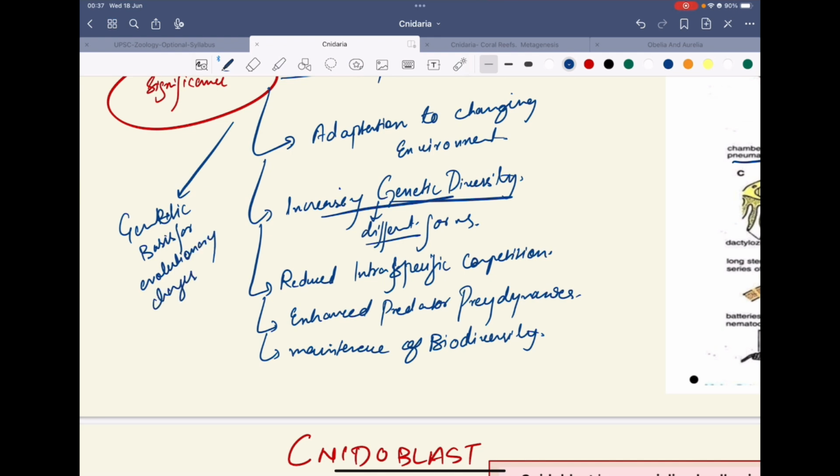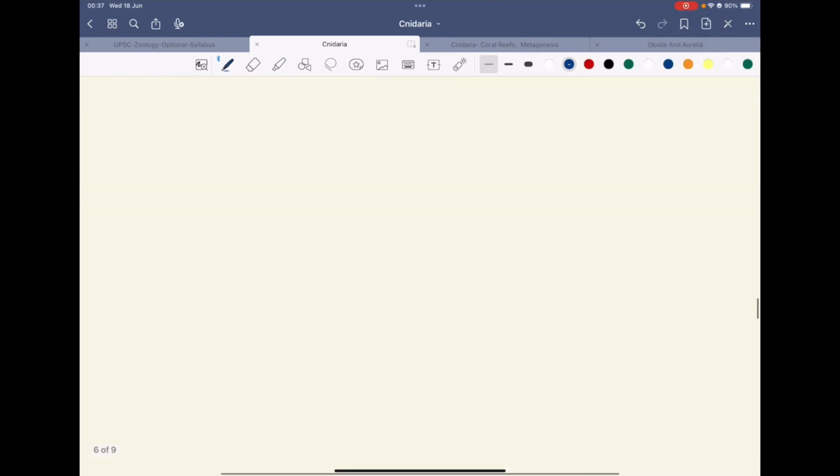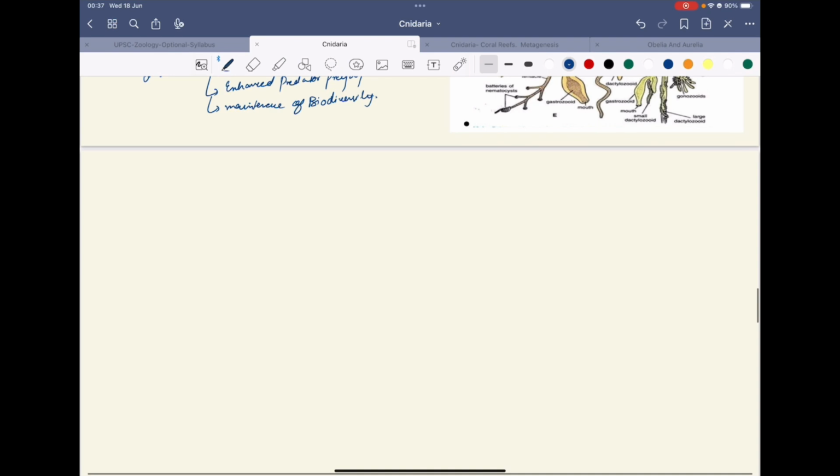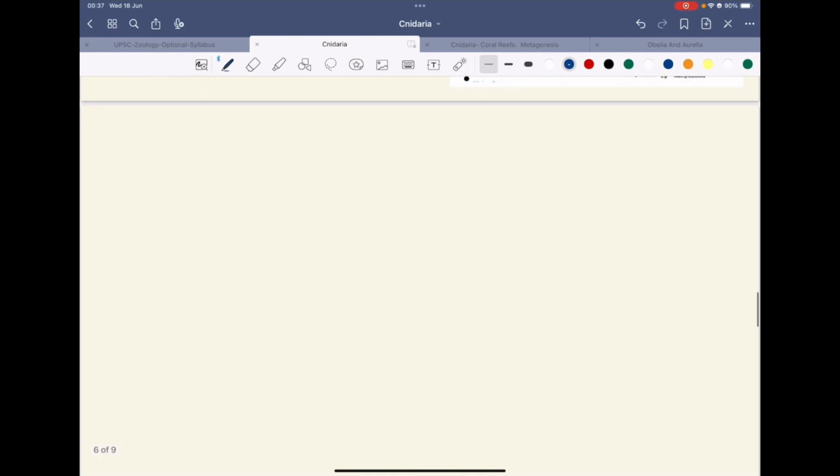So these are the different significances of the presence of polymorphism. Now there are also some theories related to polymorphism. You can mention a few of the theories. First theory is the polyorgan theory.